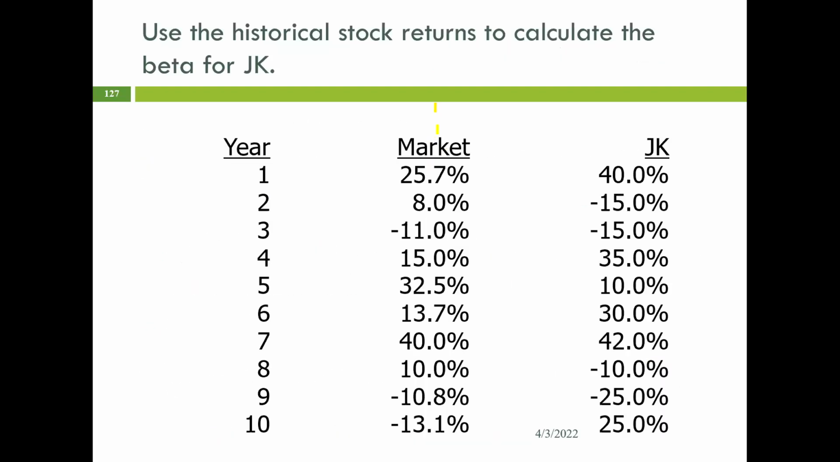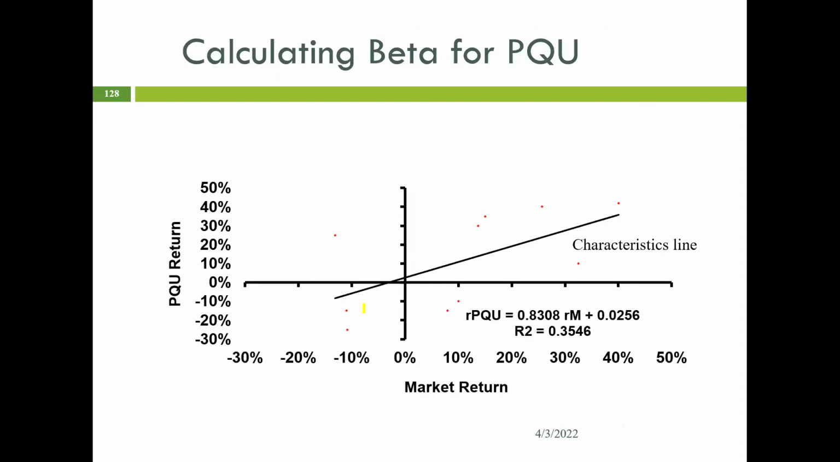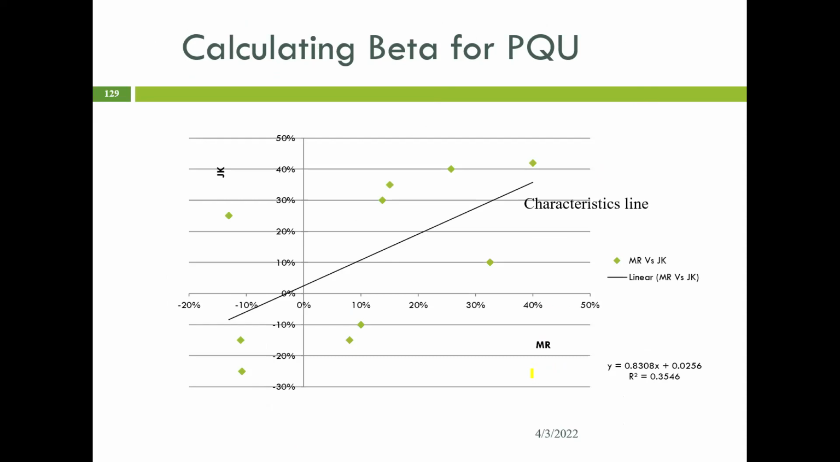I have put an example here. This is the market return, and this is the JK Securities return, for 10 years that I have taken. I have run the regression like this. This is the Excel output. You can see the slope here is 0.83. So the slope of the regression is 0.83, and that is the beta.